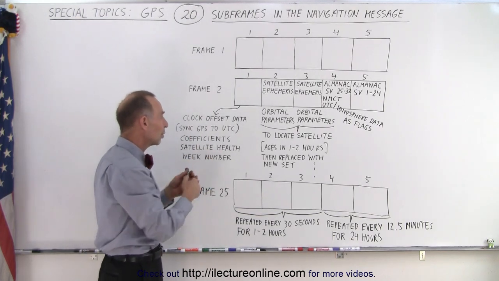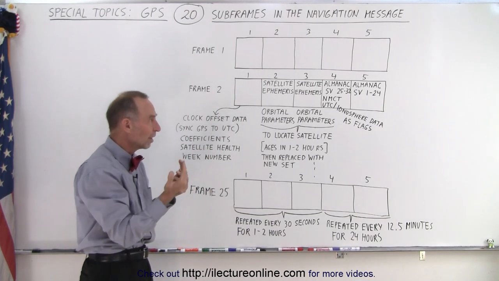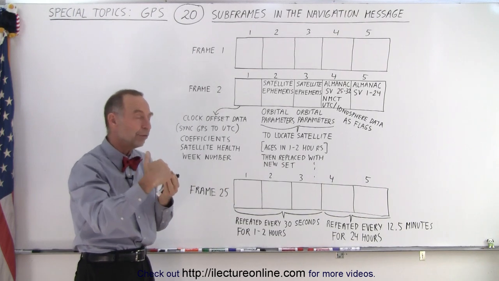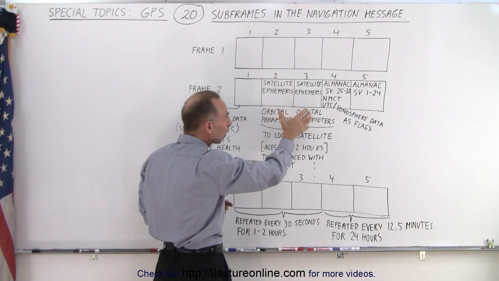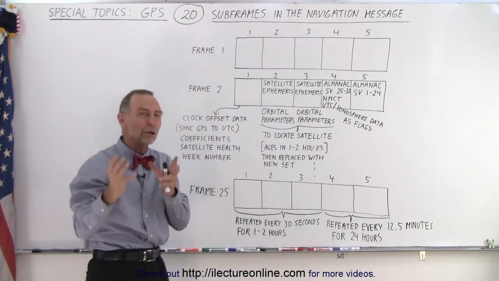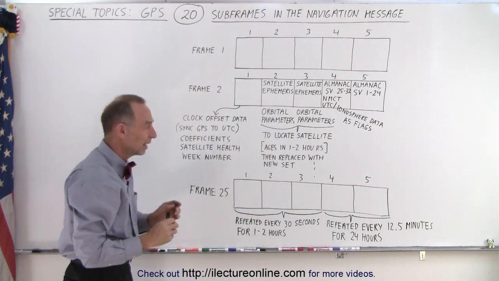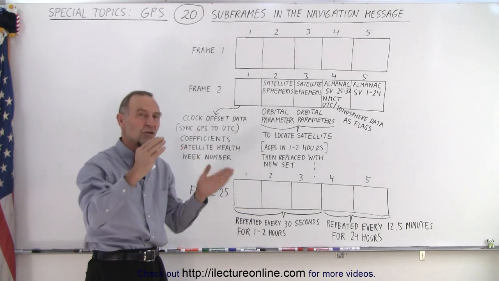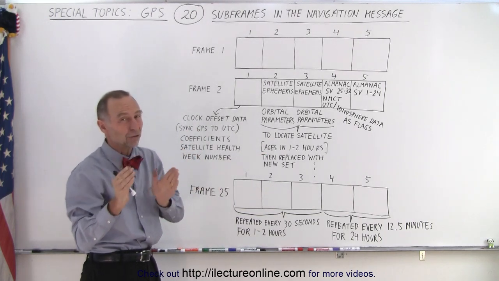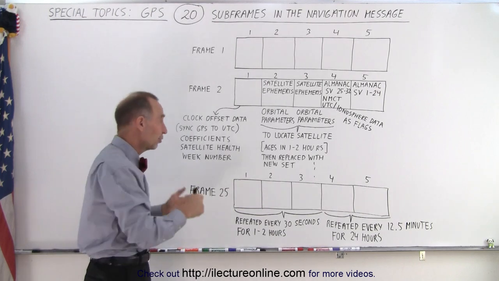But then we have what we call these coefficients that allow us to do some curve fitting that enables us to use the ephemeris data good for about 1 to 2 hours, depending upon where in the orbit the satellite is. In some parts of the orbit, it doesn't change a lot. In other parts of the orbit, it changes more quickly. So that means that the data is only valid for an hour instead of 2 hours.